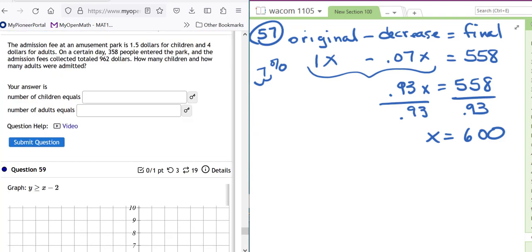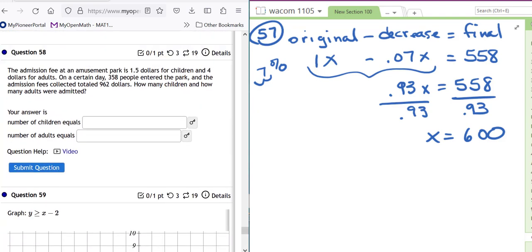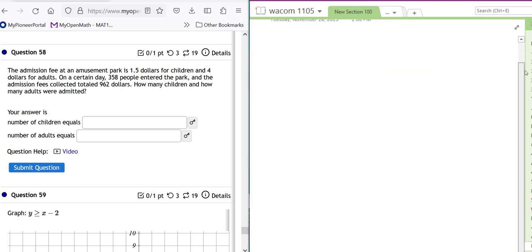All right, 3 more to go. So 58, this is a systems question that you're going to solve, and this is a nice standard one, one like you might see on your test. You are going to make 2 equations, and normally you do one with adding up all your objects. So in this case, it's going to be people. And the other one you're going to do with money. All right, so we'll keep that in mind to make our two equations.